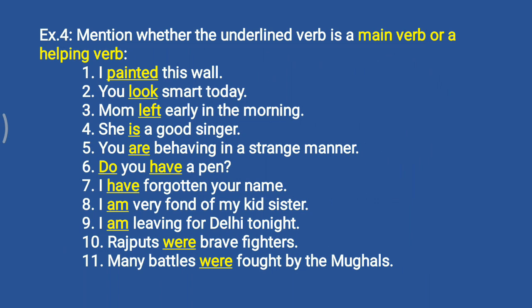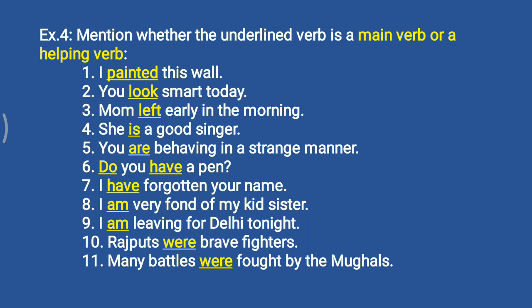Exercise number 4. Mention whether the underlined verb is a main verb or a helping verb. I painted this wall. Here painted is the main verb because it shows an action. You look smart today. Here look is the main verb. Mom left early in the morning. In this sentence, left is the main verb. She is a good singer. Here is is the main verb. You are behaving in a strange manner. Here are is an auxiliary verb.